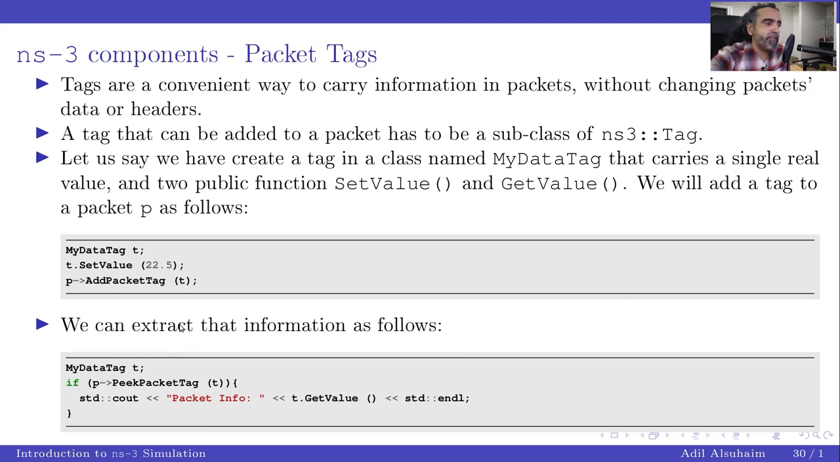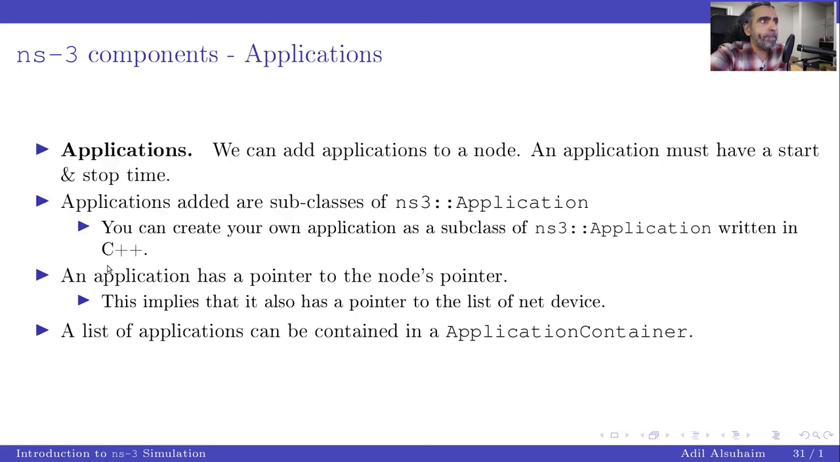If you want to extract it somewhere at a receiving end, then you create an empty packet tag object, and then use peek packet tag, and this passes it by reference. T here, the value will change, and then you could extract the value you put there. Now with packet tags, you can only add one packet tag of a certain type. So if MyDataTag is added to a packet, you cannot add another tag of a class named MyDataTag. So just keep that in mind.